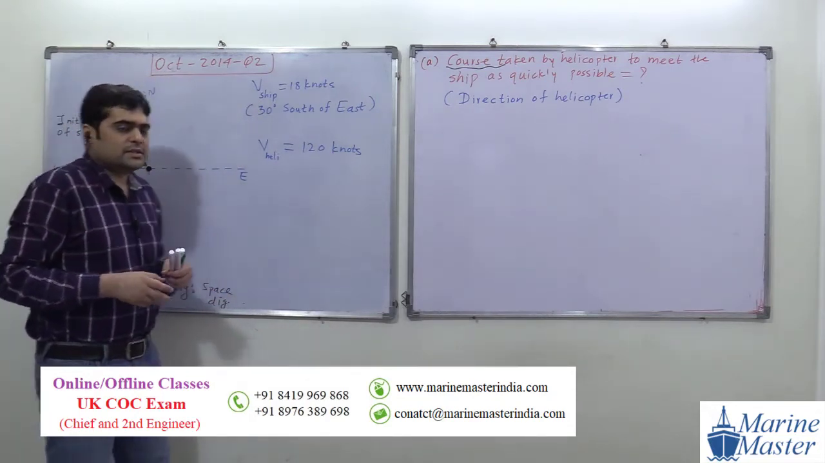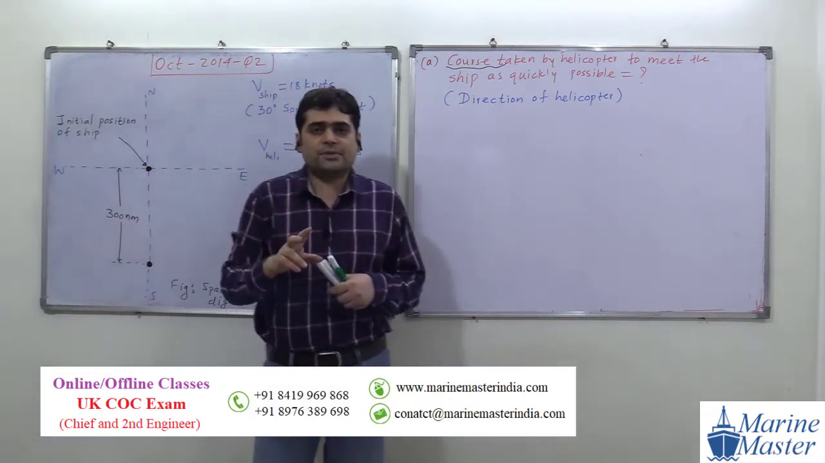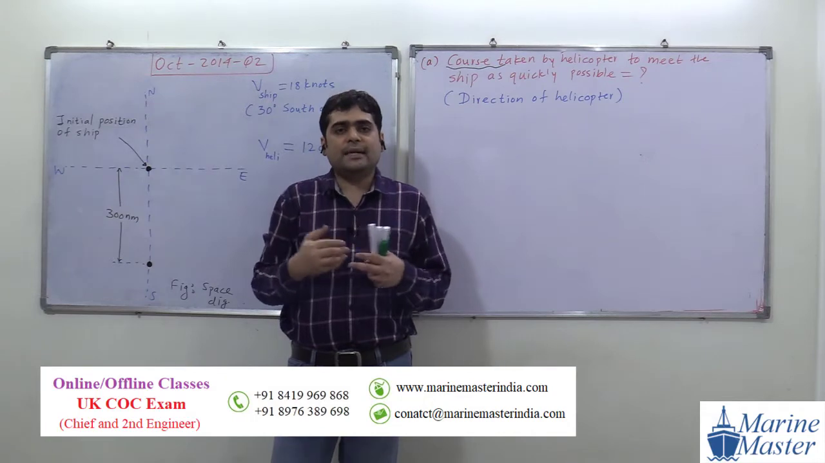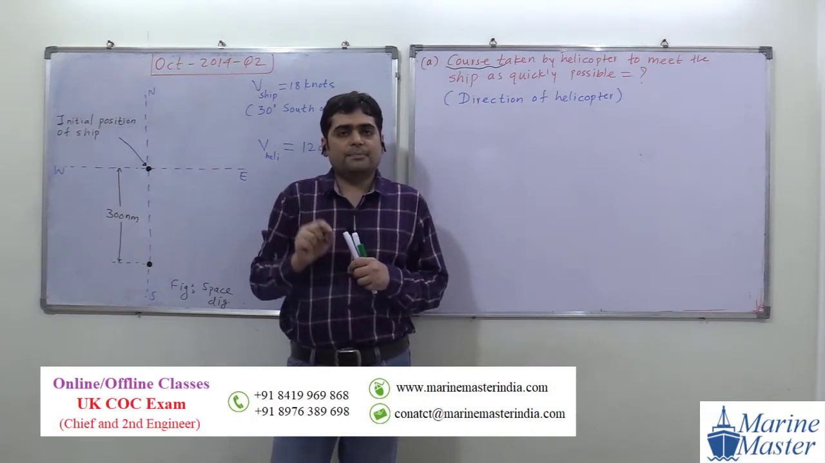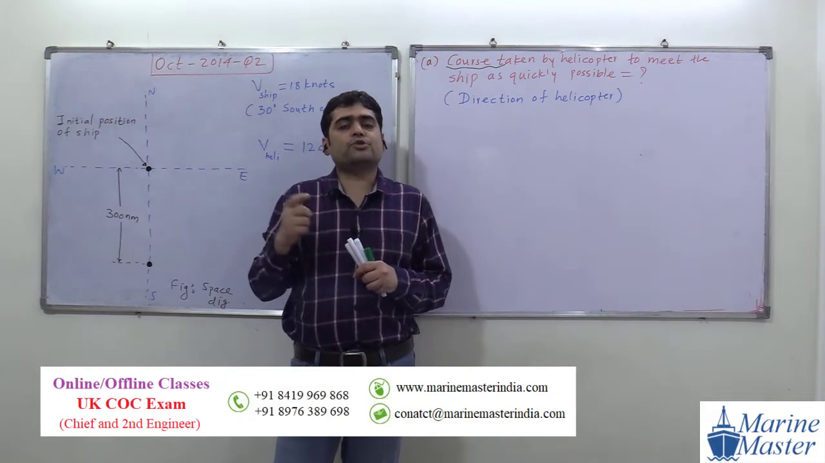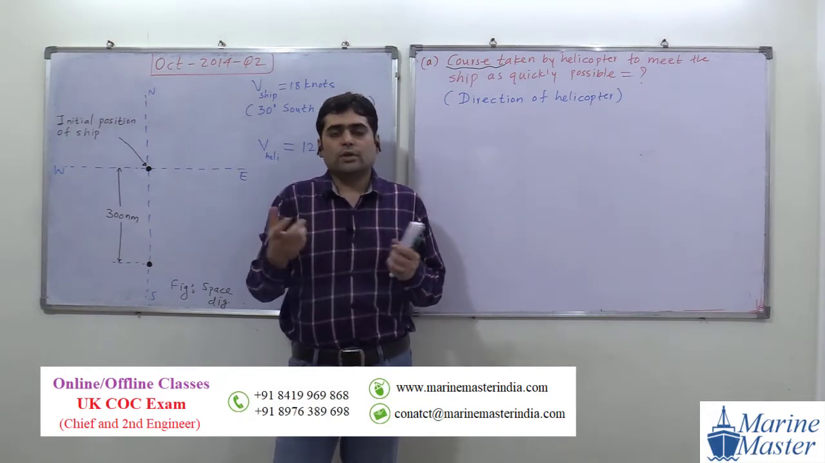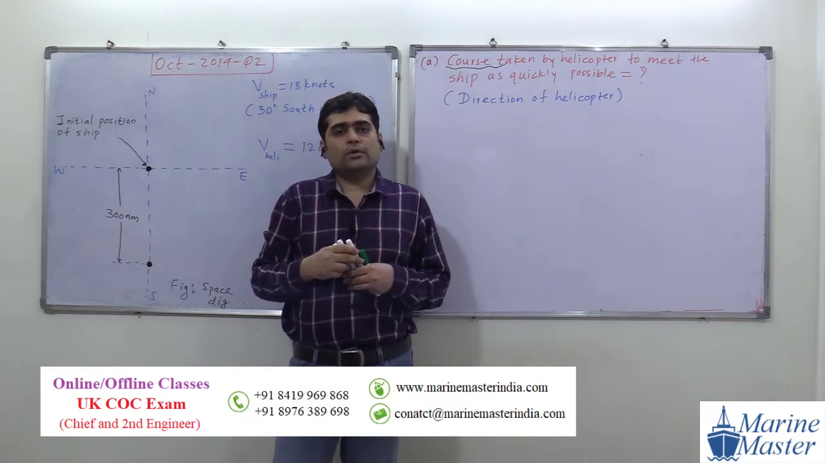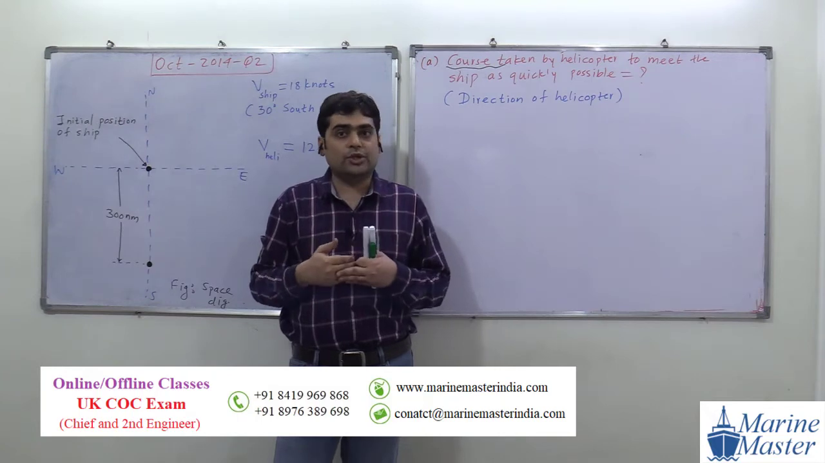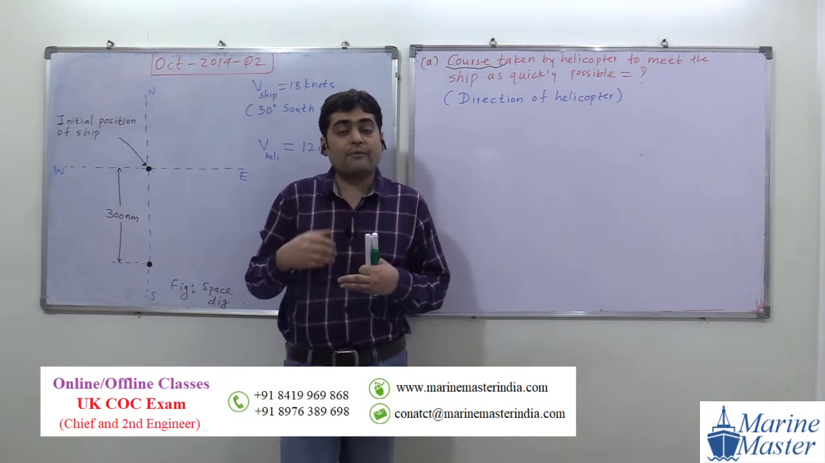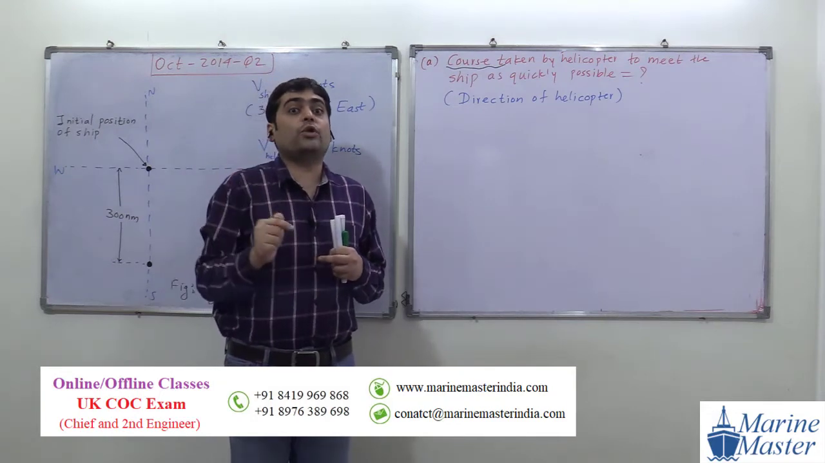Now, in the last two questions, the two ships, are they meeting? In the previous two questions, first ship, second ship, they are coming close, but they are not meeting each other. But in this scenario, we have one ship and another one is a helicopter. So here the helicopter is going to meet the ship.